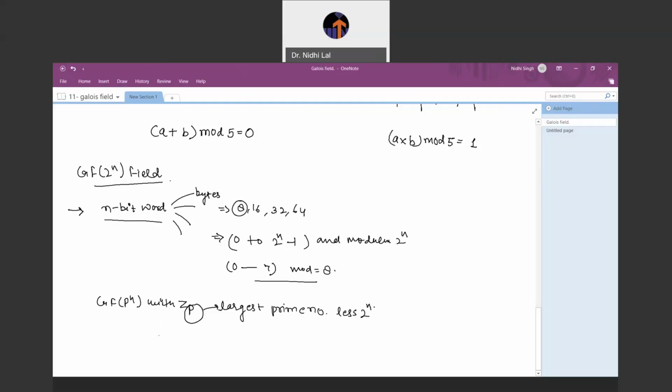For example, suppose we choose n equal to 4. If we choose n equal to 4, then what should be the range? The range will be 0 to 2^n minus 1, meaning 2^4 minus 1, so 0 to 15. So from 0 to 15, what is the largest prime number? The largest prime number is 13.